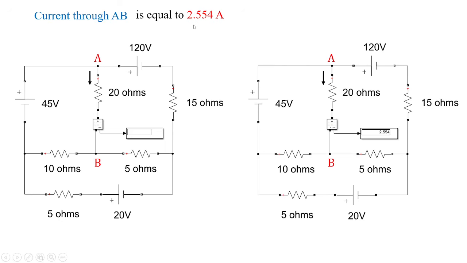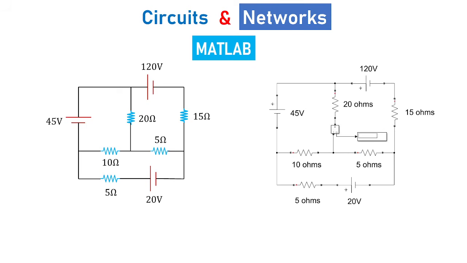So the current through AB is 2.554 amperes. So this we have solved using network theory approach. That is actual way to solve the problem, and we have taken a special tool called MATLAB in order to obtain the same solution. So this is how we have to solve the MATLAB related problems.